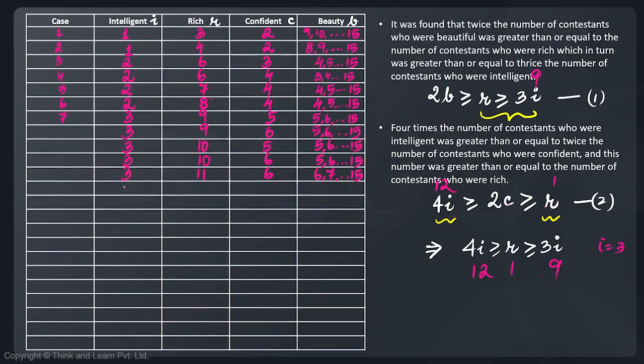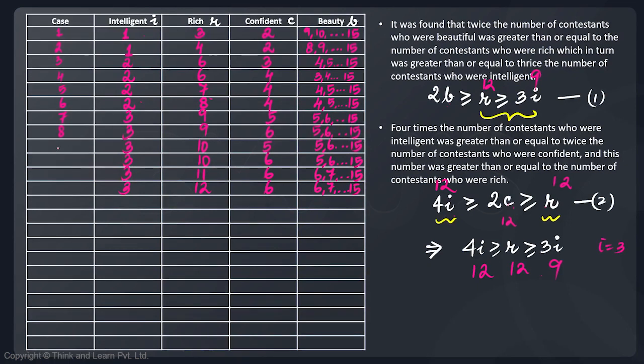Now when I is still 3, R is going to be 12. So 2C is going to be 12. That means C is going to be 6. And R being 12, B is going to be 6 and above. So 6 up to 15. So in the case of 12 also, we get only one scenario.